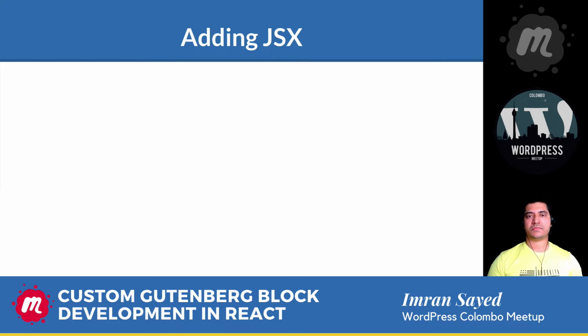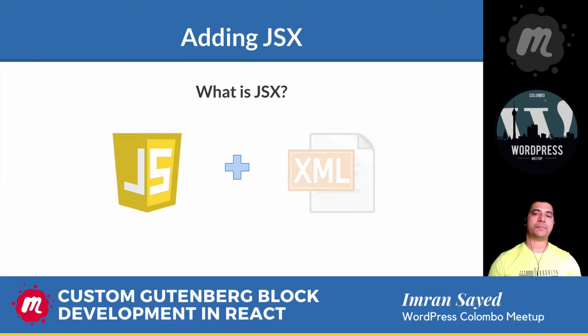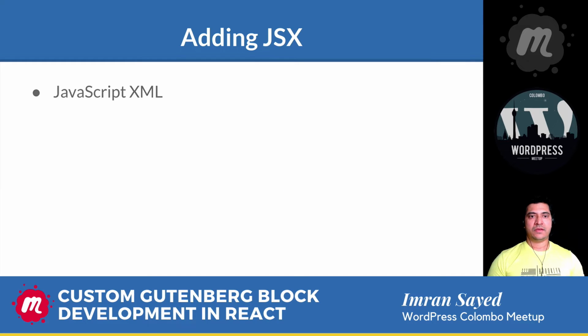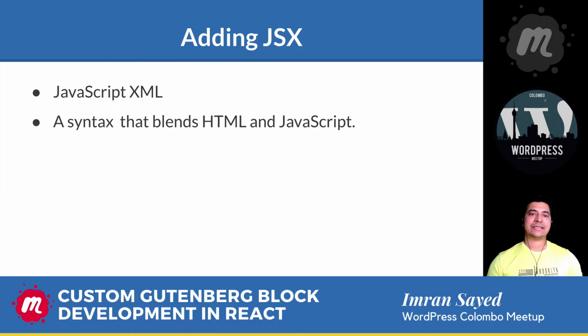Alright. So now we talk about adding JSX. So what is this JSX actually? JSX is nothing but JavaScript plus XML. JSX is a syntax that blends HTML and JavaScript. The advantage of using it is that many times when you were working without JSX and you had to write JavaScript along with HTML, you had to use that plus sign, and at some point it gets really messy and becomes hard to read. So when you need to write JavaScript as well as HTML together, the best way to do that is to use JSX.